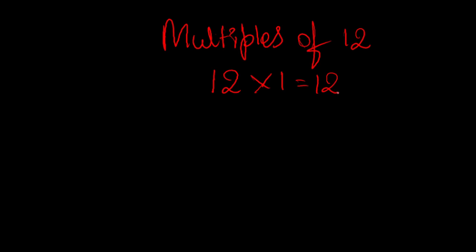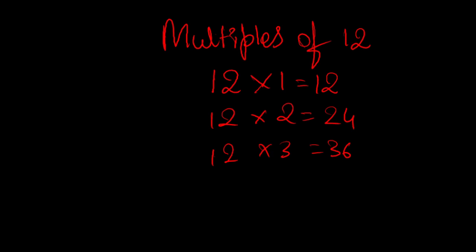So, multiples of 12. Now, 12 into 1 is 12, and 12 into 2 is 24, and 12 into 3 is 36, and so on, right? So the multiples of 12 are 12, 24 and 36. Not only these multiples, there are more multiples. So multiples are uncountable. They can be more, right?